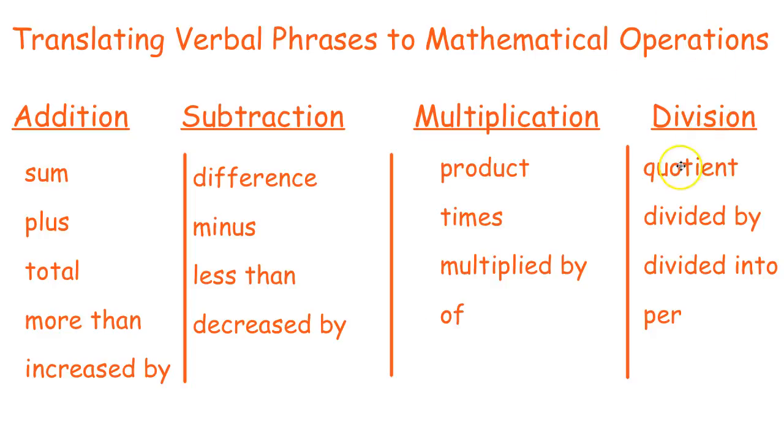Division, we have the quotient, that is the answer of a division problem. After that, we have divided by, divided into. Those are both division. The last one is per. You hear that a lot in real world problems. Miles per hour, gallons per mile. And so that means division. If you have miles per hour, you have the miles divided by the hour.